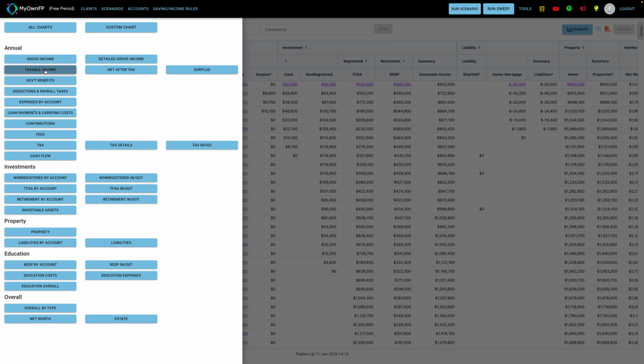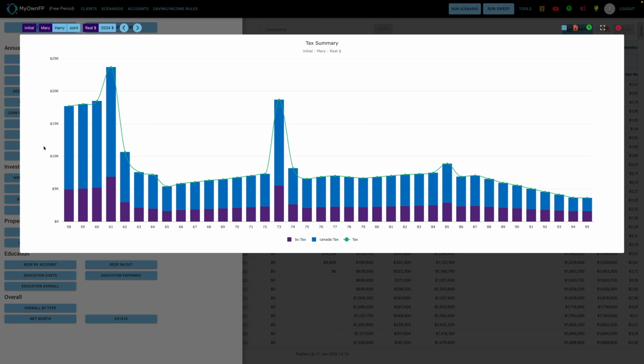Tax rates. There are lots of other charts that are by different accounts, contributions, fees, government benefits, and so on. We're not going to go through all of them. We looked at the tax one a little bit before.